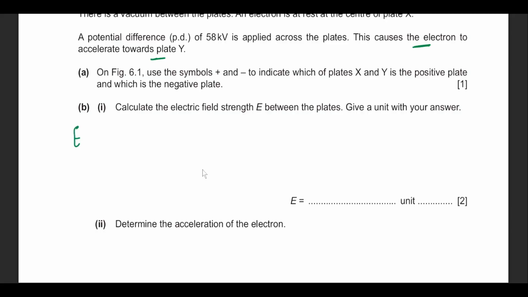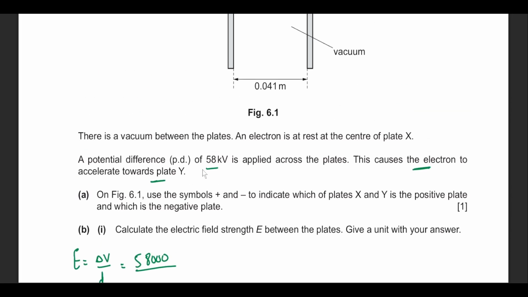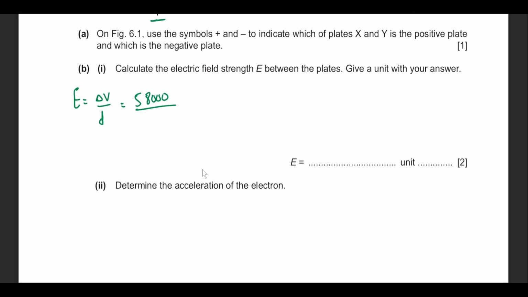Okay. Determine the electric field strength between the plates, give your answer in that format. So E is equal to delta V, or potential difference, divided by d. The potential difference is 58,000 volts. So 58,000 divided by the distance between the plates, 0.041. The answer to this question will be 1.41 into 10 raised to the power 6 newtons per coulomb.